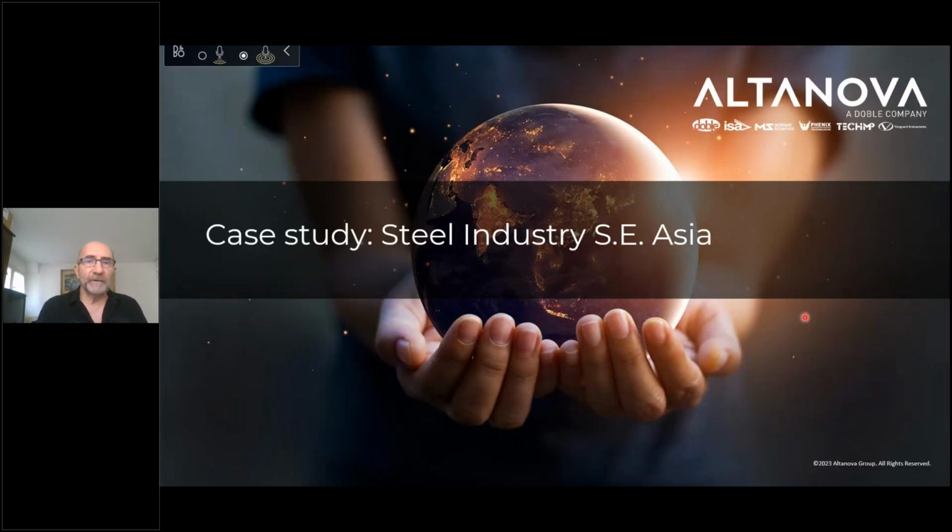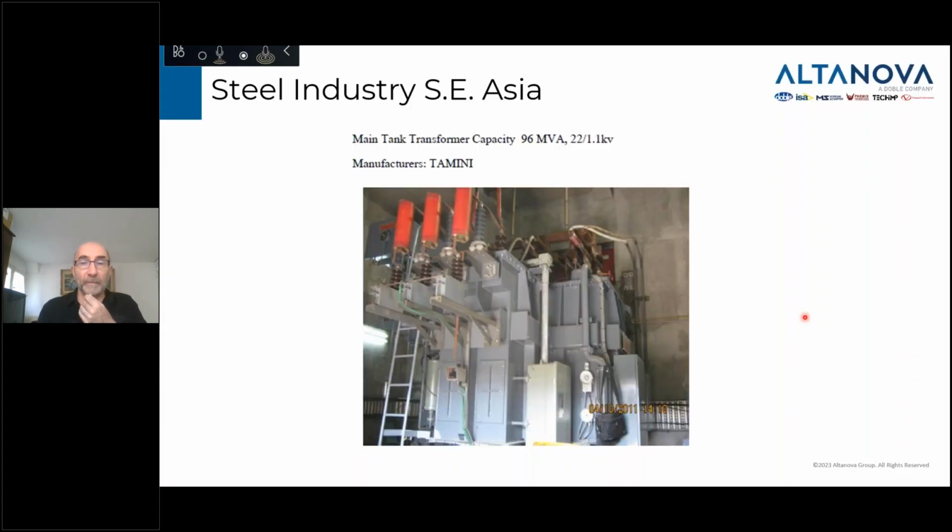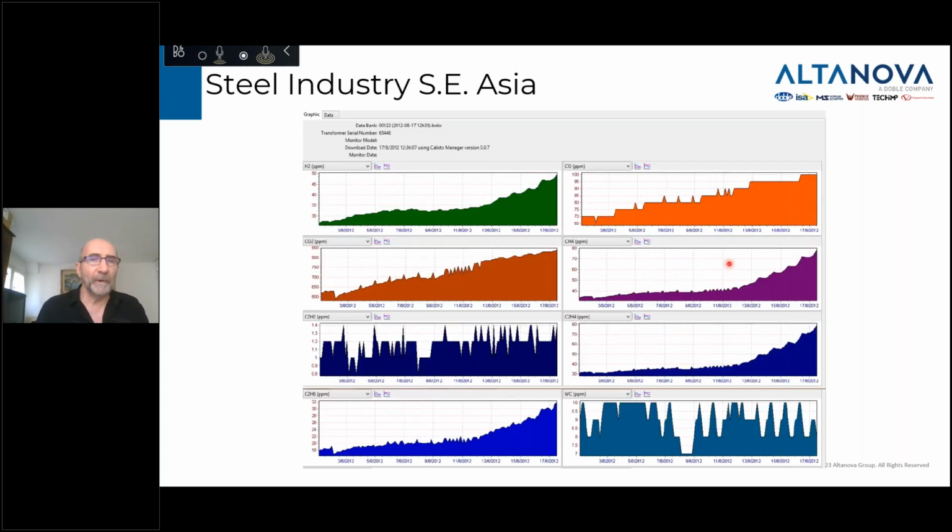The last one I wanted to show is a steel industry customer in Southeast Asia. It's a very long-time customer we've had, on a 96 MVA transformer that was a couple of years old. What this shows is that some of the key gases, your hydrogen and your acetylene, are pretty flat, but your ethane, methane and ethylene, all four gases, are increasing over a period of a couple of weeks. Again, the accuracy of that measurement is absolutely critical.